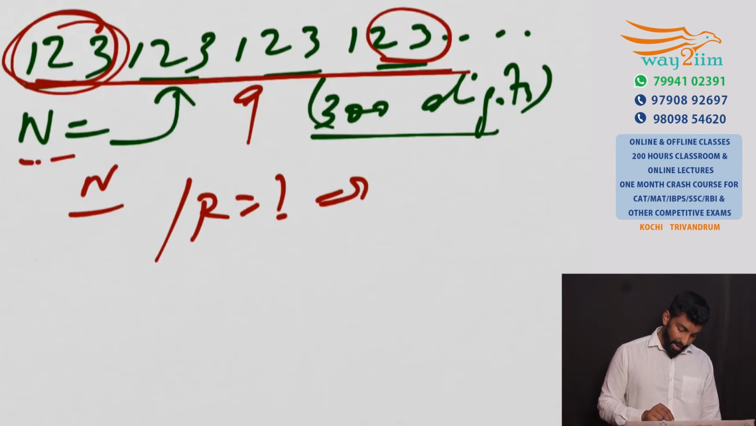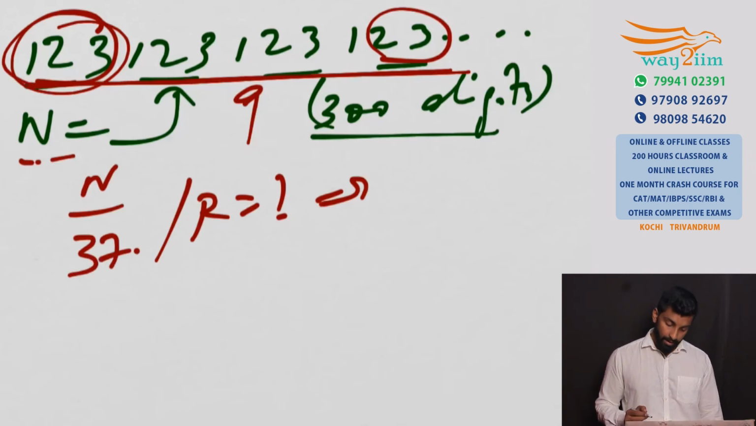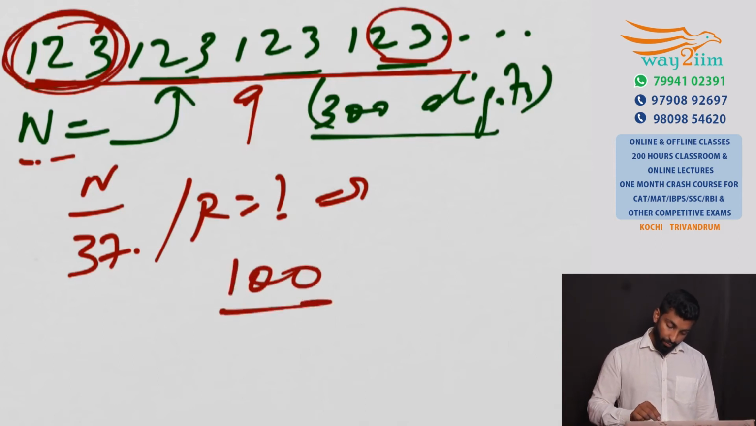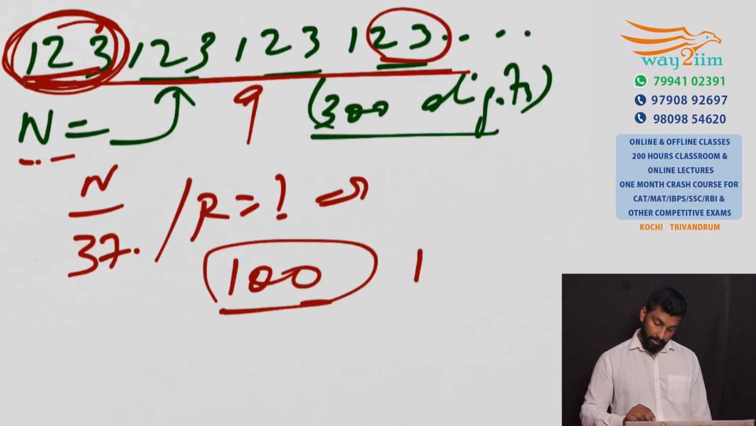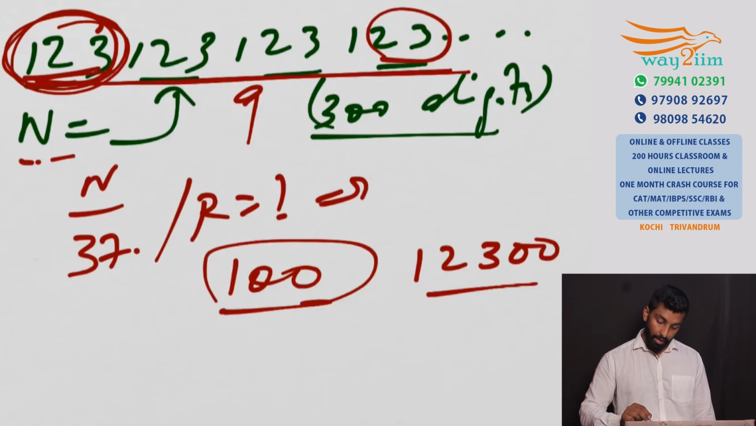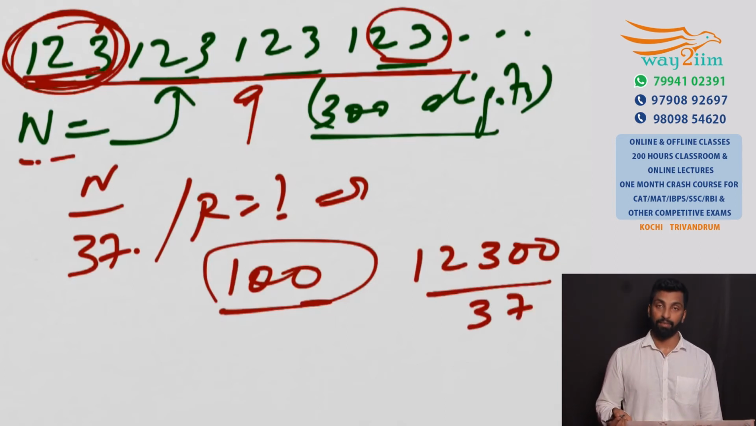What about 37? If you need to see the remainder of N by 37, you group it into groups of 3, then put only plus signs, right? How many such groups are there? 100 groups are there, each group being 1, 2, 3. So your sum will be 1, 2, 3, 0, 0. This you need to divide by 37, right?